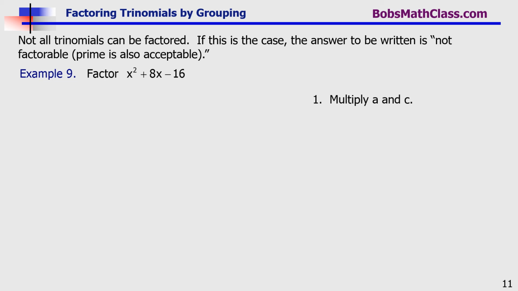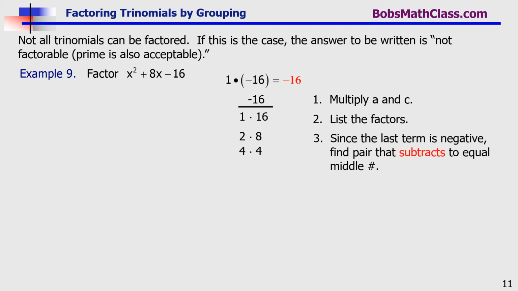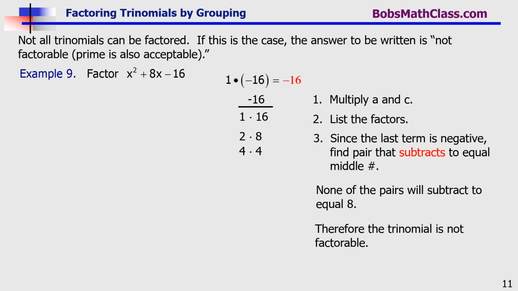Multiply the a and c, the 1 times -16. List all the factors. Which of these pairs will subtract to be 8? The last term is negative, right? So we want to find the pair that subtracts to be 8. There is not one. That means it's not factorable. That's what we put for an answer: not factorable.